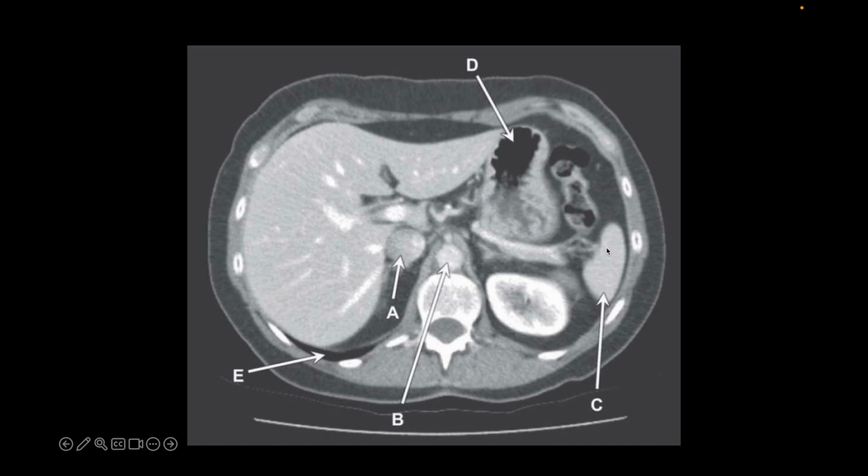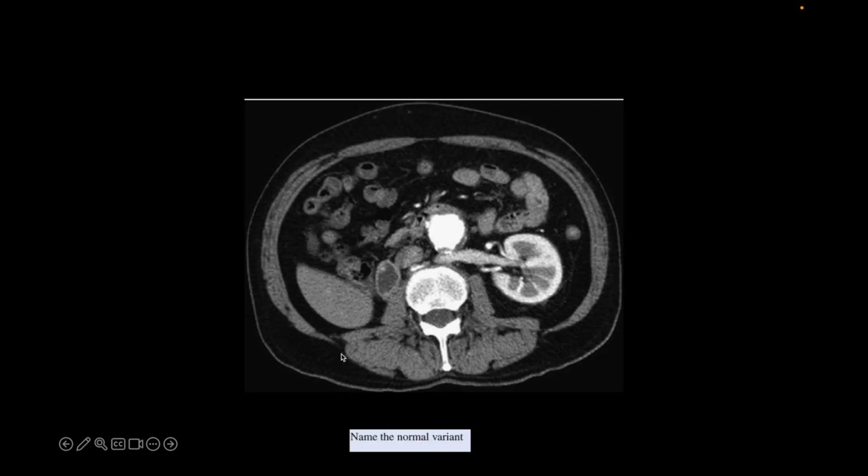IVC, aorta, spleen, stomach, base of the right lung. I think it's quite hard to say. I think you can say body or gastric body if you wanted to. You can see that you've just captured the base of the right lung there.